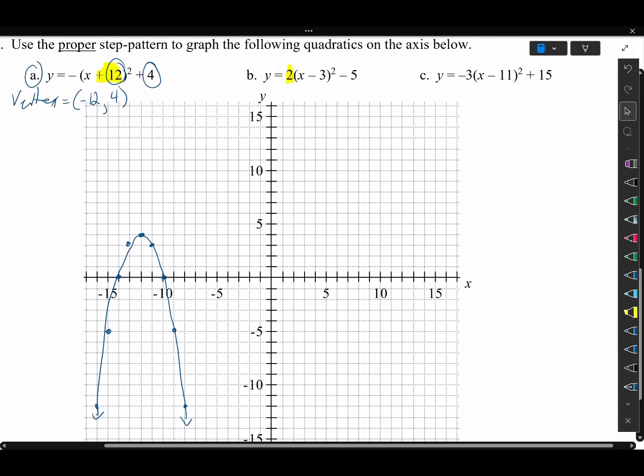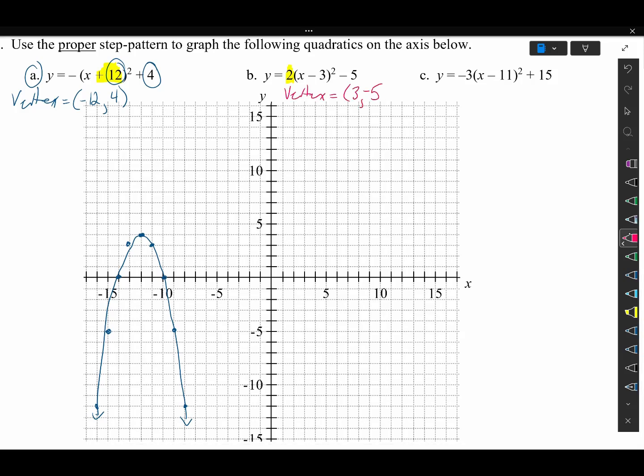All right, now the vertex for our second problem here, our vertex is at +3, -5. Okay, so +3, -5, we're working from here. Now, instead of going over 1, up 1, that's where we would normally go. Instead of going there, we're going to go over 1, up 2, because our a value is 2.